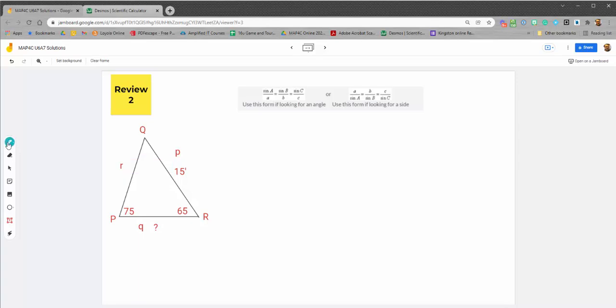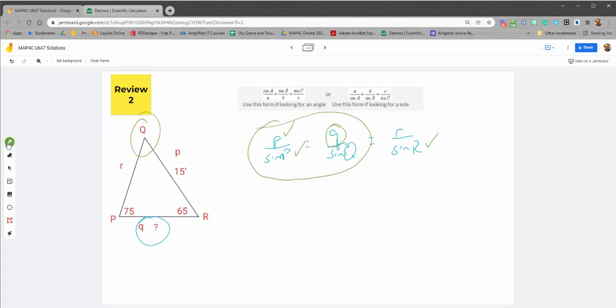So I'm going to write it down as we're looking for a side. So I'm going to say p over sine big P equals q over sine big Q equals r over sine big R. And then I'm going to say, what things do I know? Well, I have big P, I have big R, I have little p, I want to find q. Okay, and then I realize I don't have enough information. I wish it was this one, but I could find big Q if I wanted to, because I know that if I add the three together, it'll equal 180 degrees.